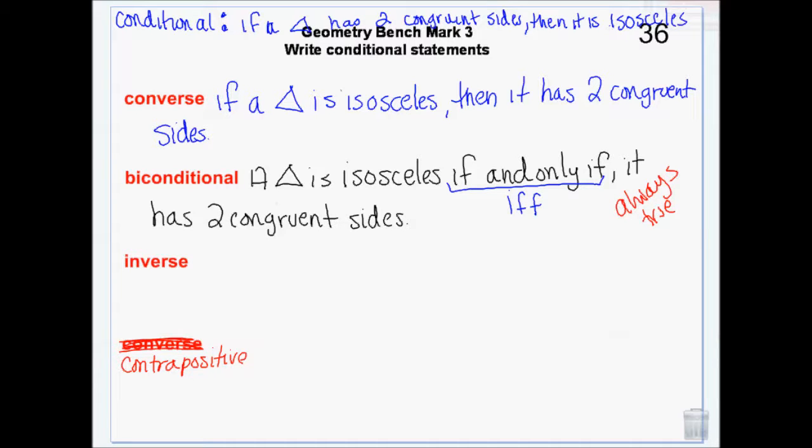Biconditionals are always true. And the reason they're always true is because the two statements that made them, going back and forth, were both true. So a biconditional is always true. So if you see any statement that says something if and only if something else, then you know for a fact it's automatically true. You don't have to question it.